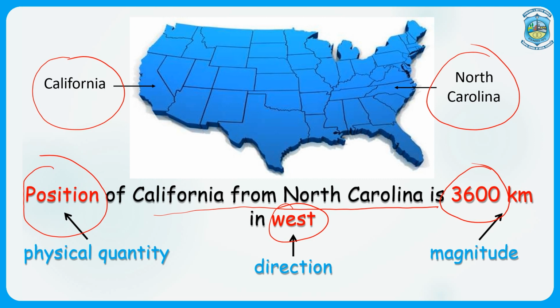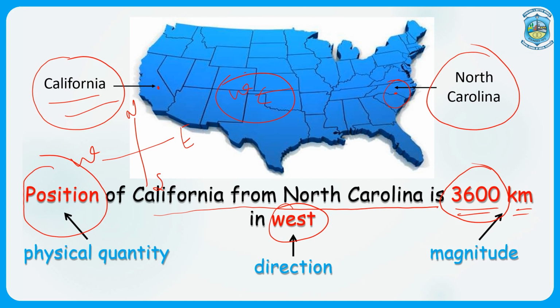So we are considering the position of California from Carolina. The reference point we are taking here, and we are considering the position from it. So it is in the west. If we mark the directions east, west, north, south, this is showing the west direction. In this particular case, it is around 3600 kilometers distance in the west direction.